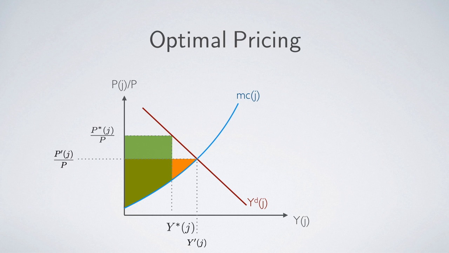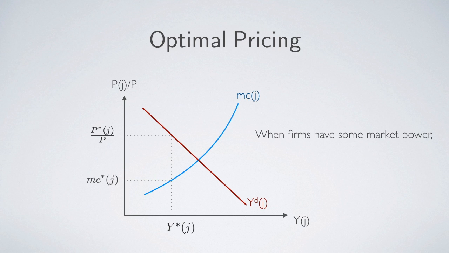Again, we can mark the difference of these two shaded areas by numbers 1, 2, and 3. Decreasing the price from P star to P prime, basically the firm will gain area 3, but he will lose area 1. As you can see, the loss is much larger than the gain, so it is not a good deal either. Therefore, the optimal price must be somewhere in between.